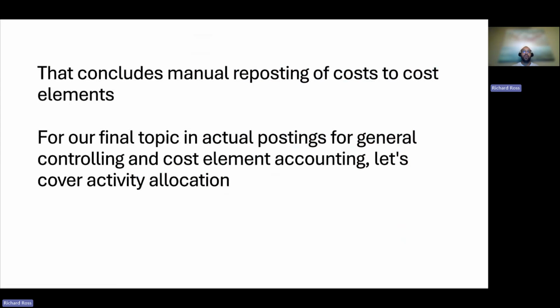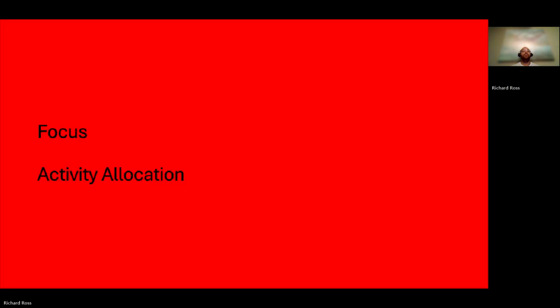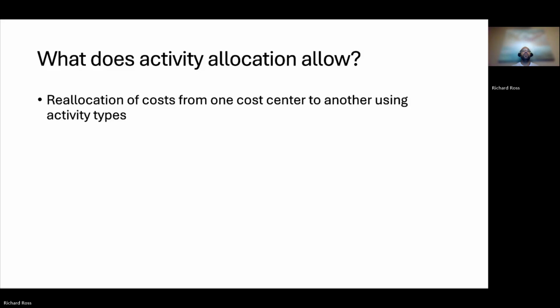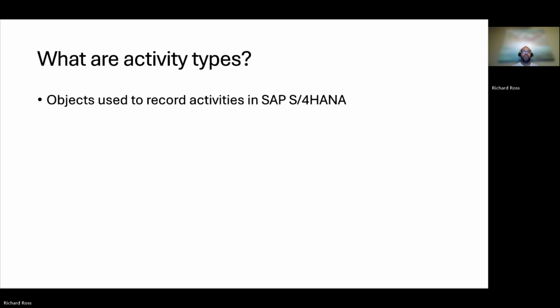For our final topic in manual postings for general controlling and cost element accounting, let's cover activity allocation. What does activity allocation allow? Reallocation of costs from one cost center to another using activity types. What are activity types? Objects used to record activities in SAP S/4HANA.